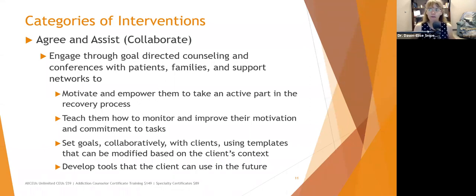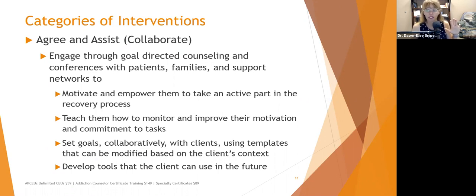Teach them how to monitor and improve their motivation and commitment to tasks. Remember, motivation is emotional. How is it going to make me happy? It's mental. How does this make sense? How does doing this make sense in order to help me achieve my goals? Motivation is physical. How is it going to make me feel better? More energy, less pain, whatever. Motivation is social. If I do this, how is it going to positively affect my relationships? And who do I have in my corner to help me get through this?